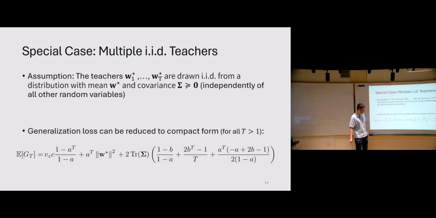So in this case, the generalization loss can be reduced to a very nice compact form. It's not actually that very nice, and it's not very compact. Yeah, and also A, B, and C depend very non-trivially on the parameters. It's not very nice, but it doesn't depend on the teacher model. So this is the nice thing about this expression. And we can draw some conclusions using this very expression.